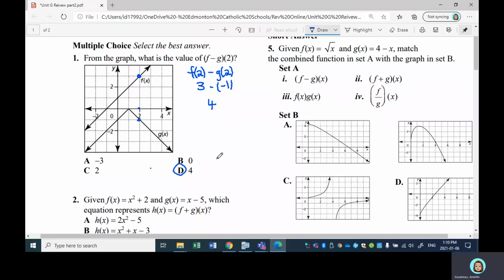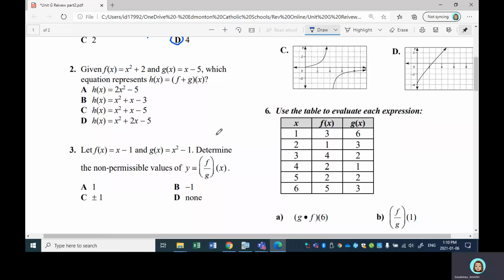Okay, question 2. We are trying to find the equation of our function, and f plus g at x means the same as f at x plus g at x. We just have a nice quadratic and a nice linear that we're going to add together. So x squared plus 2 is f at x, plus g at x, which is x minus 5. I always like to start by putting them in brackets, because if this is subtraction, it's going to affect both terms of our second function if it has multiple terms. So I always substitute by putting it in brackets first, and then I remove the brackets and collect like terms.